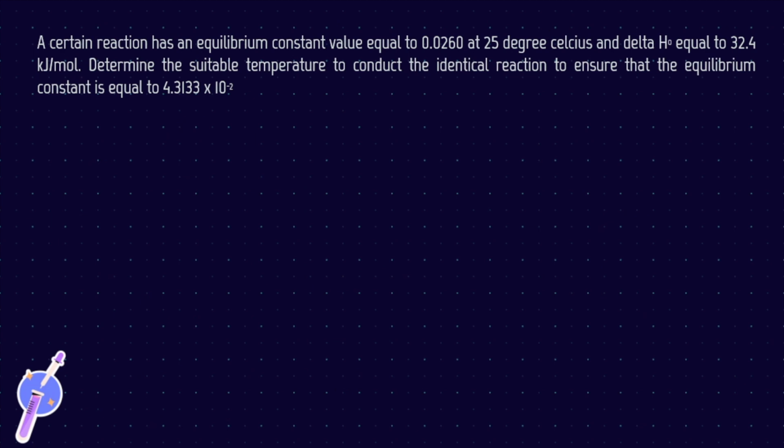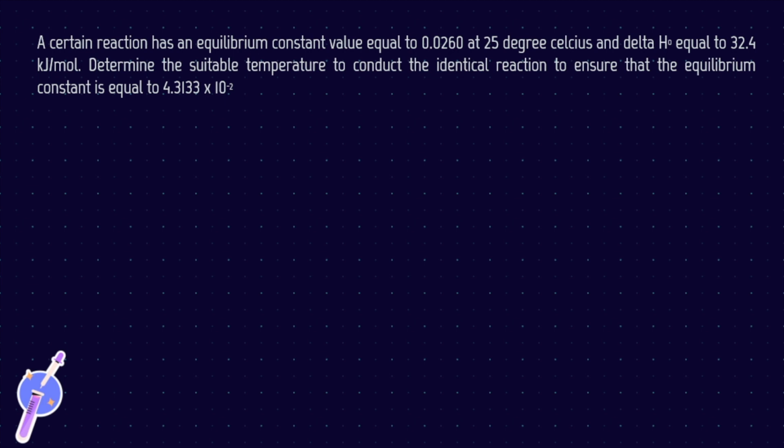Moving on to question number 4. A certain reaction has an equilibrium constant value equal to 0.0260 at 25 degrees Celsius and delta H equivalent to 32.4 kilojoule per mole. Determine the suitable temperature to conduct the identical reaction to ensure that the equilibrium constant is equivalent to 4.3133 times 10 to the power of negative 2. So this is a rather straightforward question.